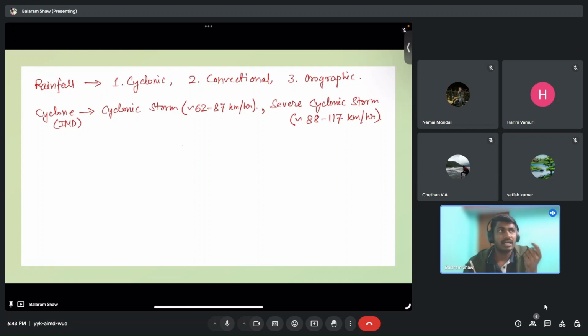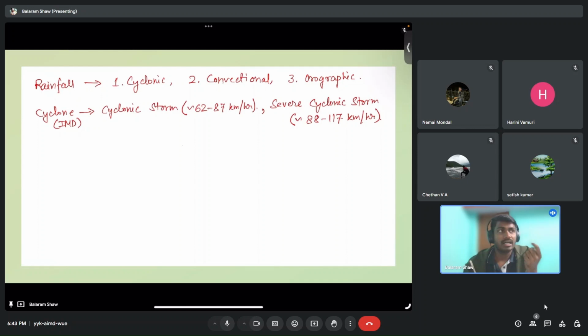Okay, so the next question is, which type of rainfall occurs when moist air is forced to rise over a mountain barrier, leading to cooling and condensation? As I have just explained, it is relief or orographic rainfall. So the correct answer is C.